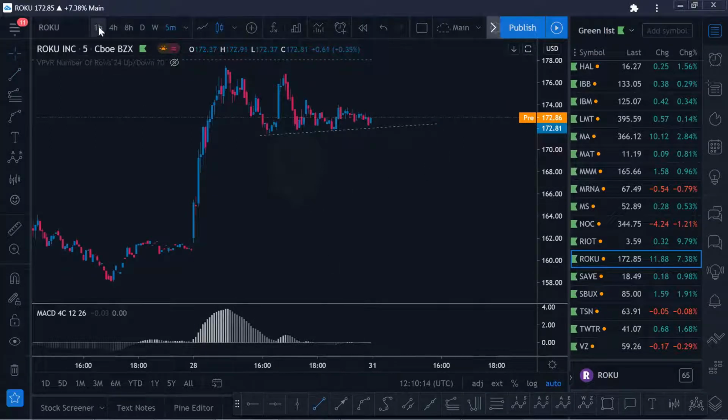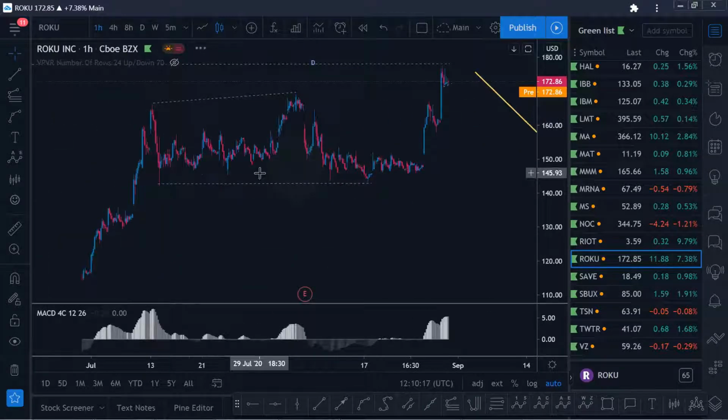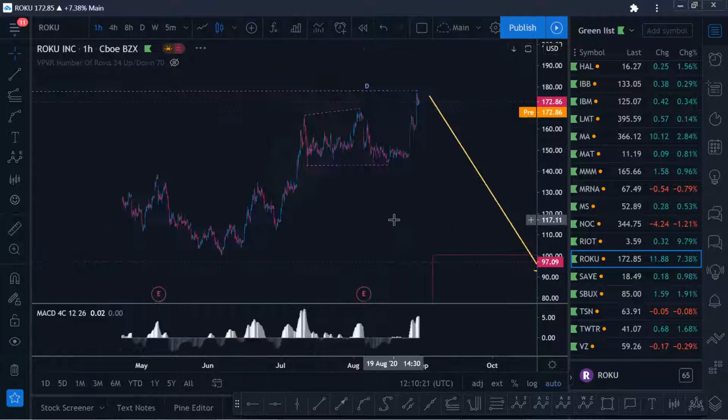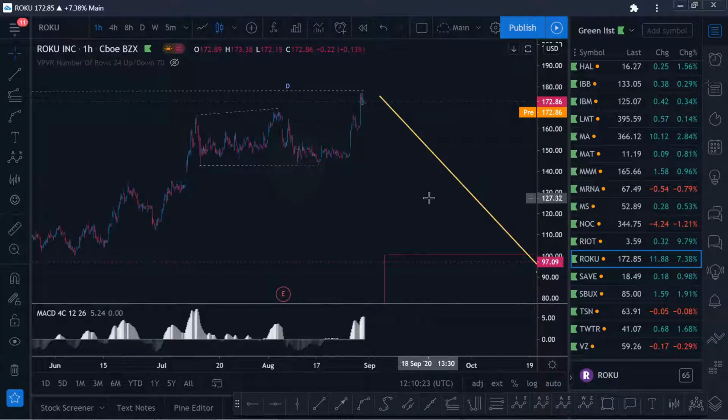It is very low time frame. I'm not a huge fan of trading all the way down there, but it kind of matches the structure and it shows you really decent potential for a really good short trade. So keep an eye on that.